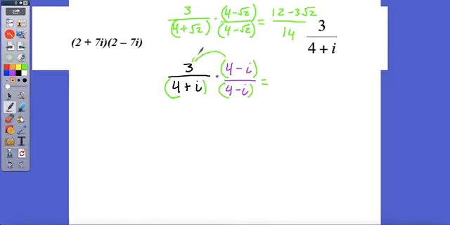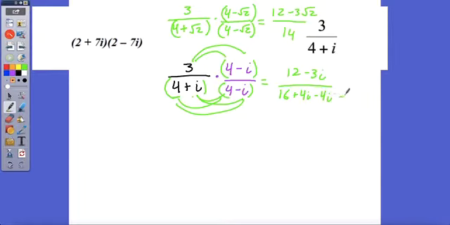Distributing into both, 12 minus 3i over, so we've got 4 times 4, which is 16. Remember, we're distributing. 16 plus 4i minus 4i, and that was the point, to get rid of the i's, and then minus i squared. So those cancel, the 4i and the negative 4i. And then I'm left with 16 minus negative 1 down here. Well, that turns into plus 1. So on the bottom, I've got 17, 16 plus 1. And then up top, I've got 12 minus 3i.